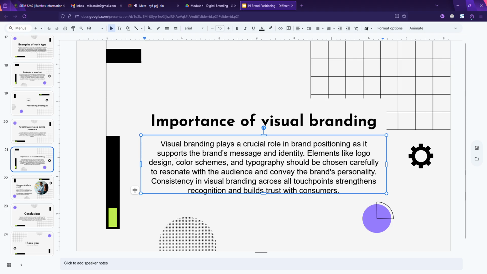So all of this, the logo design, the color scheme, the typography should be chosen carefully to resonate with the audience and convey the brand's personality. Consistency in visual branding across all touch points strengthens recognition. So this is where we have the branding guidelines. We keep it consistent.